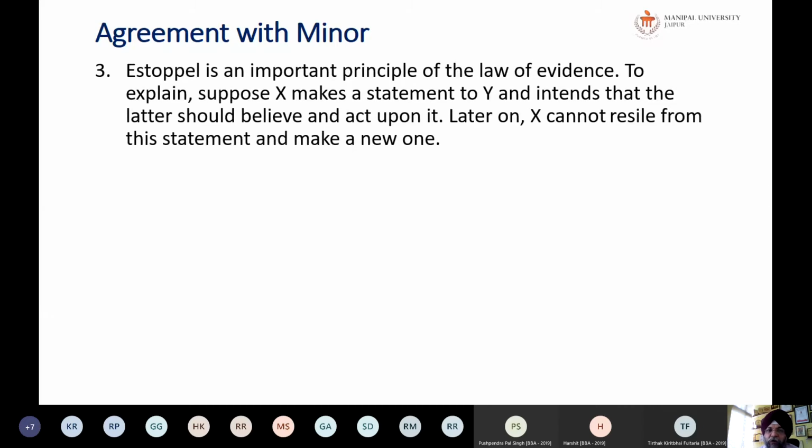Estoppel is an important principle of the law of evidence. To explain, suppose X makes a statement to Y and intends that the latter should believe and act upon it. Later on, X cannot resile from the statement and make a new one. For example, if X is a minor and deceives another, saying that I am a major and I want to enter into a contract, and the other believes it and enters into a contract, then X cannot later say, take your contract back, take your words back. In that case X would be held responsible for the contract.